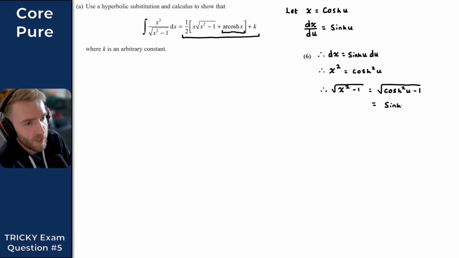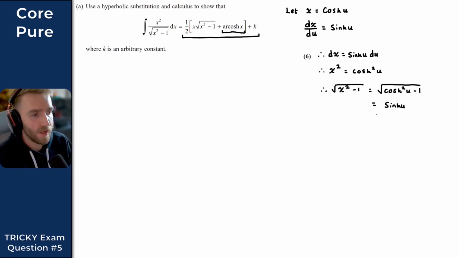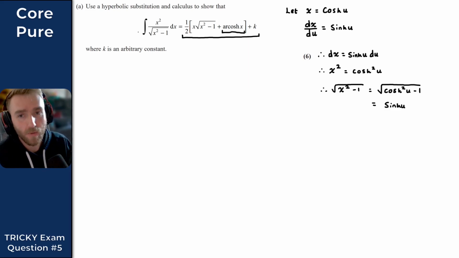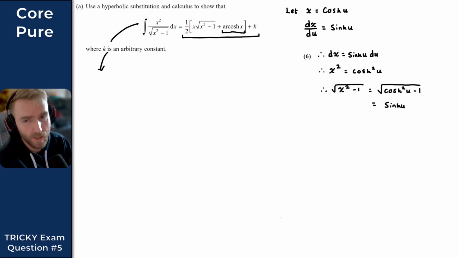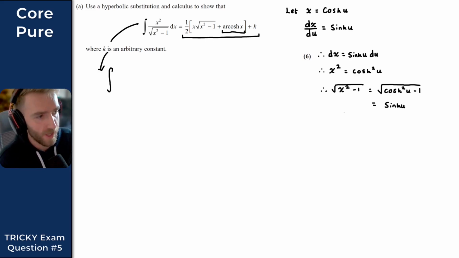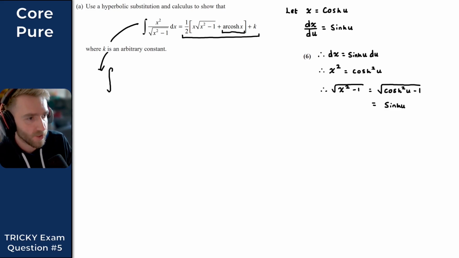Perfect. So what I've got here is everything that I need to now rewrite this integral. So we can rewrite this integral by using the appropriate substitutions given on the right-hand side. What I've got is the integral of x squared, which is just cosh squared u, so I've got cosh squared u here.